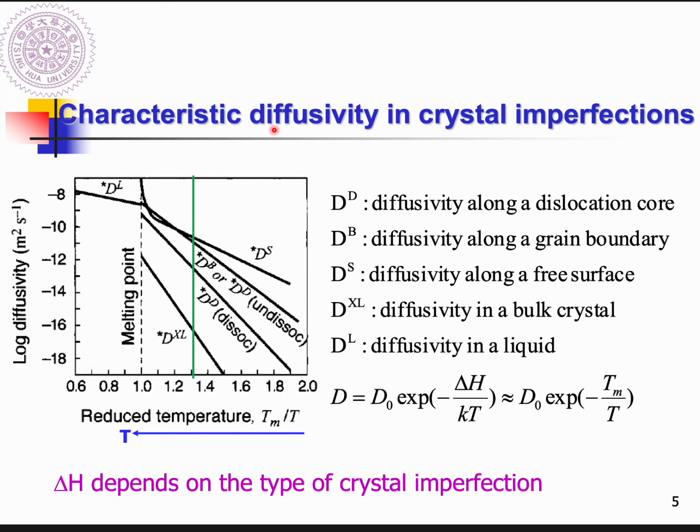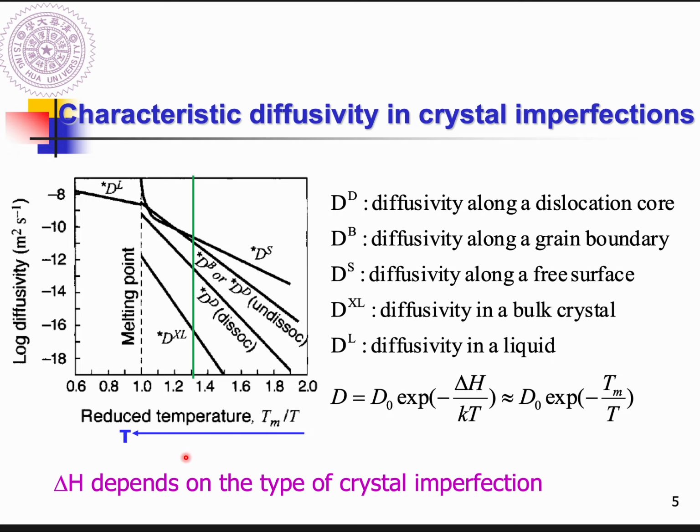Characteristic diffusivity means the diffusivity along a specific diffusion path, so it can be diffusion through the grain, through the dissociated dislocation, undissociated dislocation, grain boundary, and free surface. Okay, so based on these figures, when you take a look at a specific temperature, we find that the diffusivity through the grain is slowest compared to the other types of diffusion paths, and the highest one would be the free surface, or the grain boundary, or dislocation.